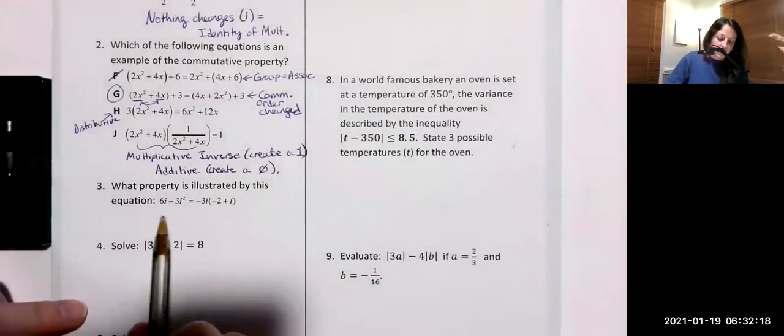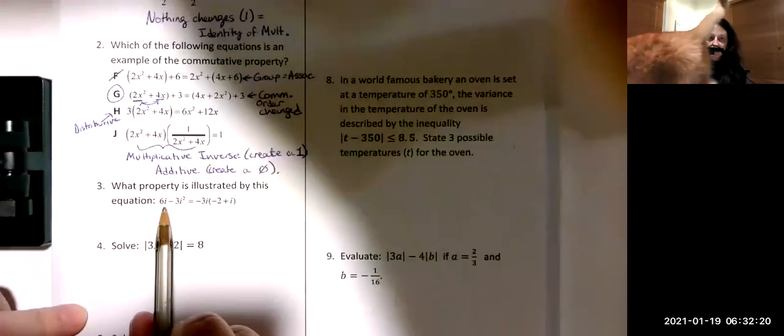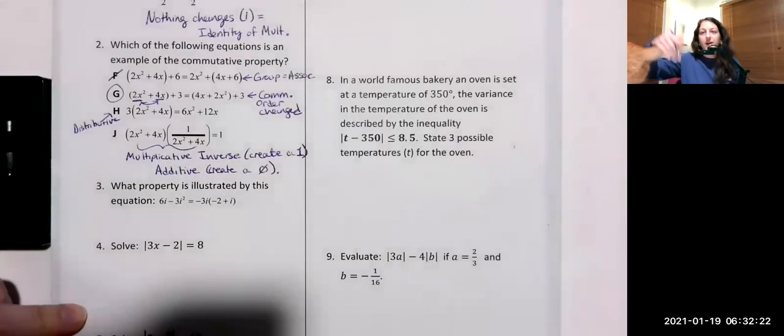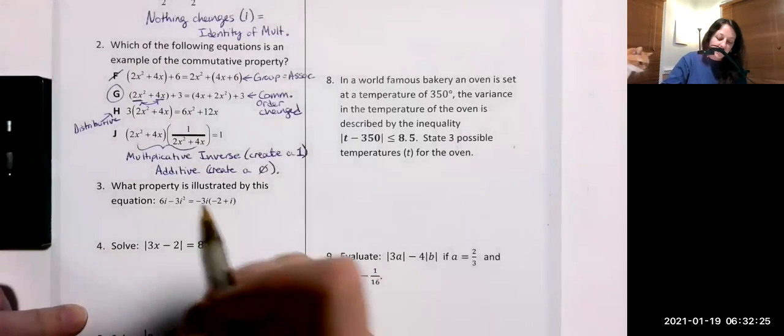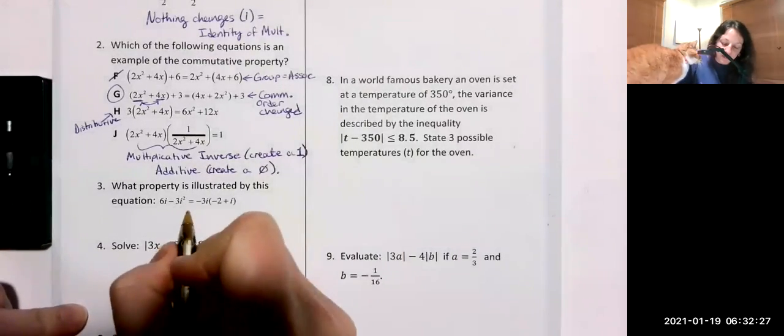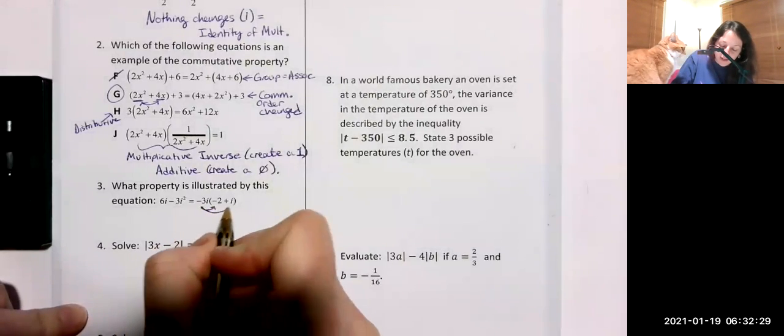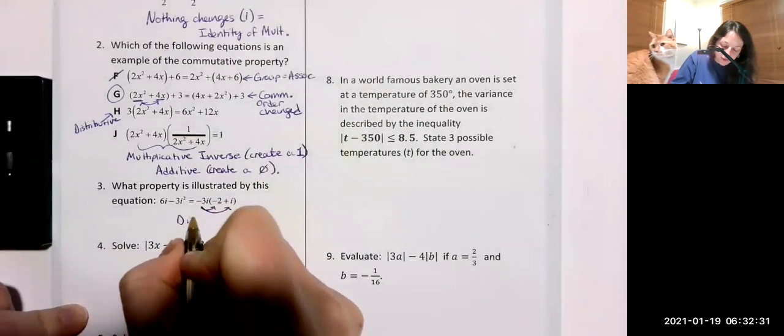And then let's look at number 3. What property is illustrated here? Well, we have basically distributed, but on the right-hand side. So we have distribution again.